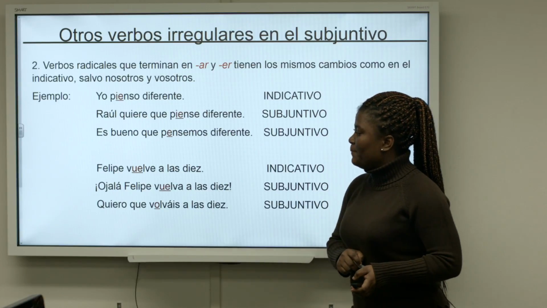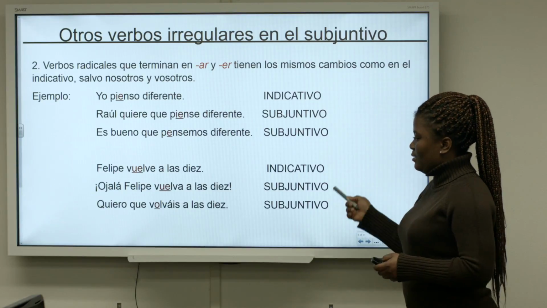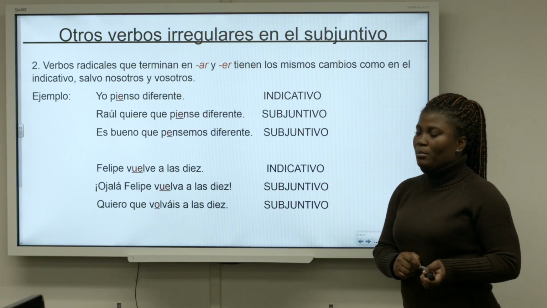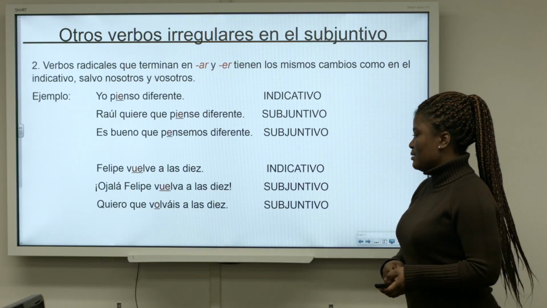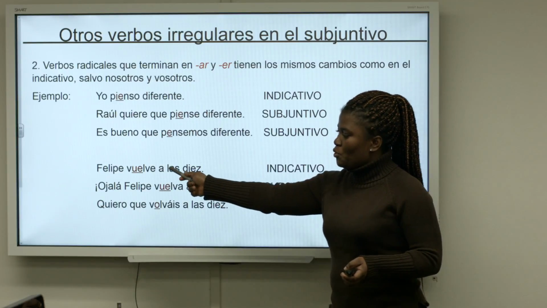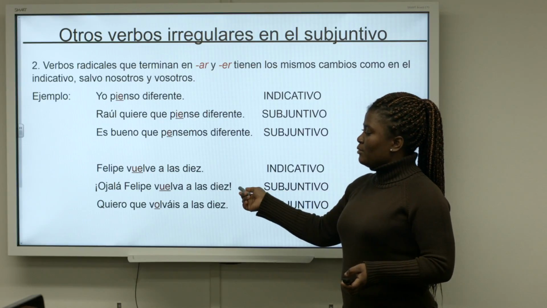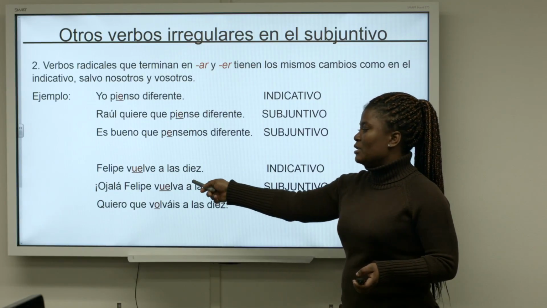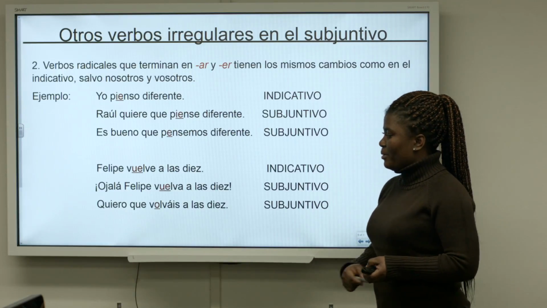Second example, Felipe vuelve a las 10. Felipe comes back at 10. That's the indicative mode. We have ojalá Felipe vuelva a las 10, subjunctive. So the same UE change going on over here goes on in the subjunctive, because this is the third person singular form of the verb.